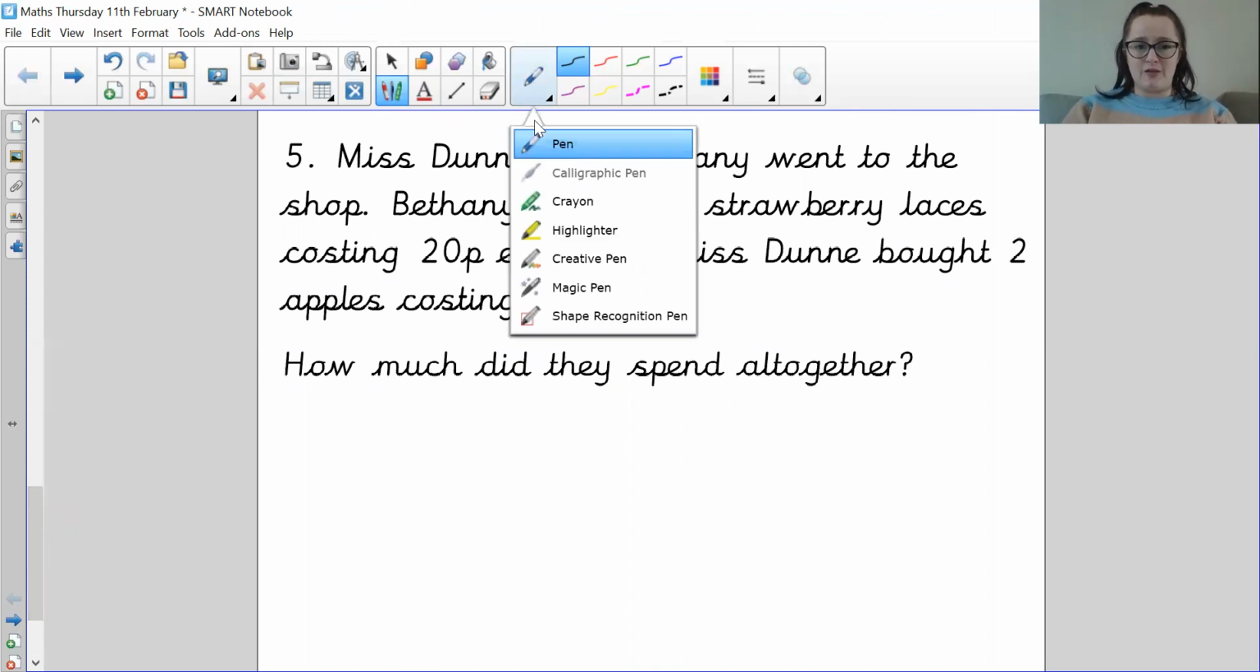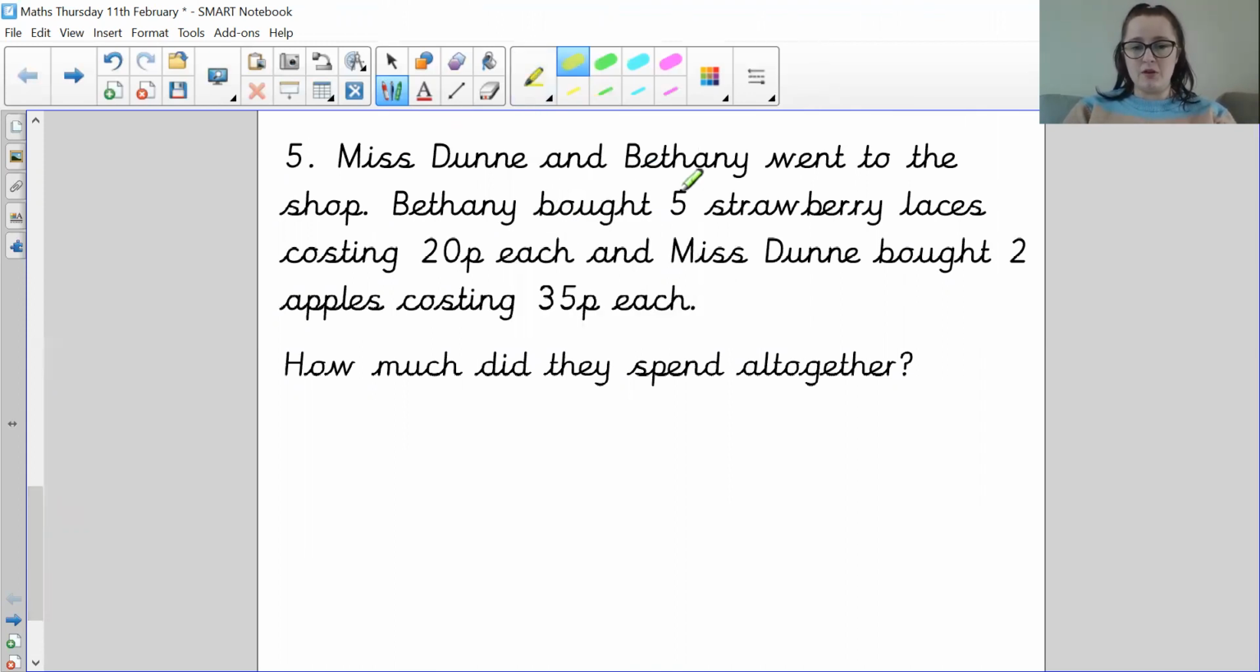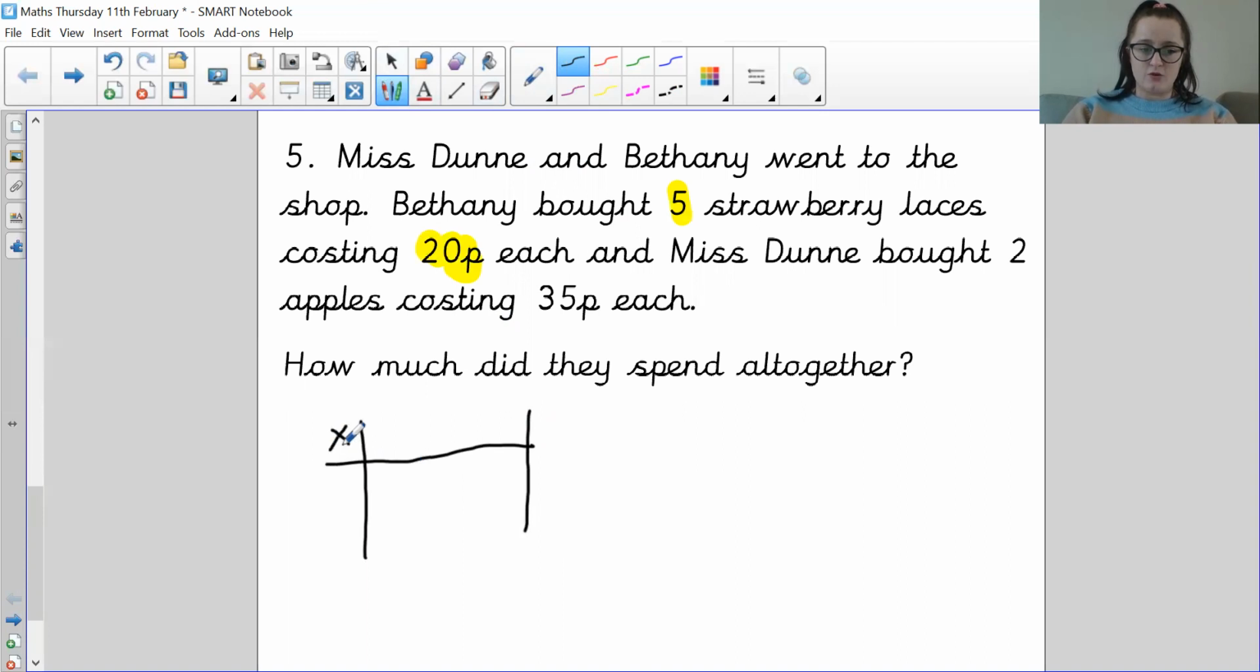First of all, let's sort Bethany out. So Bethany bought 5 strawberry laces and they cost 20 pence each. There we go. And Bethany's face right now is a picture because she loves sweeties. So I'm going to do my grid method to work it out, just like that. And I'm going to put my 5 here and I'm going to put 20 here. But it's not 20, is it? It's 20p.